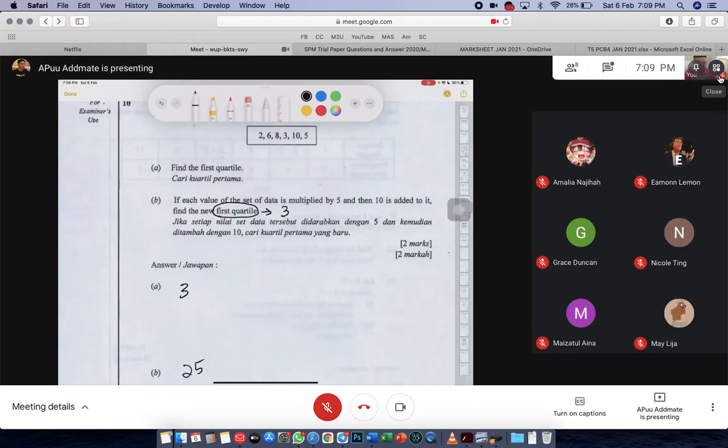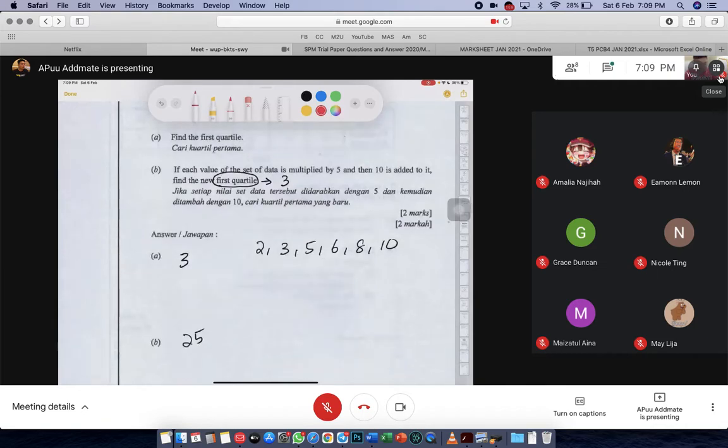Kan sekarang kamu ada, kalau kamu susun ni, you akan dapat 2, 3, 5, 6, 8, 10 kan? Kamu dah susun macam tu kan? So, dia kata setiap satu data tu didarab 5. Lepas tu ditambah 10. Okay, darab 5, lepas tu tambah 10. So, what do you get for the first one? 2 times 5, and then plus 10. 2 times 5 is 10, 10 plus 10 is 20.